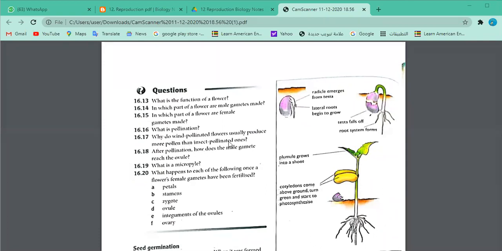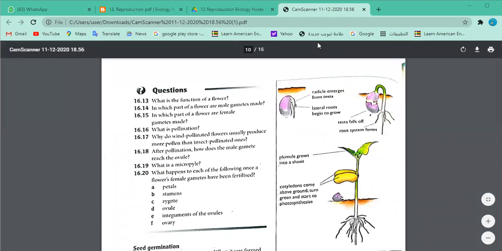Okay, let's see. Why do wind-pollinated flowers usually produce more pollen than insect-pollinated ones? Yes, Zainab? Is it because wind-pollinated flowers produce more pollen grains because most of them would not land on an appropriate flower, or they are damaged or destroyed? Obviously, they will be destroyed. The chances of destruction are more. Yes, correct. Many of the pollen grains that are produced might be damaged. That's why we need more. And the chances of interaction are less.